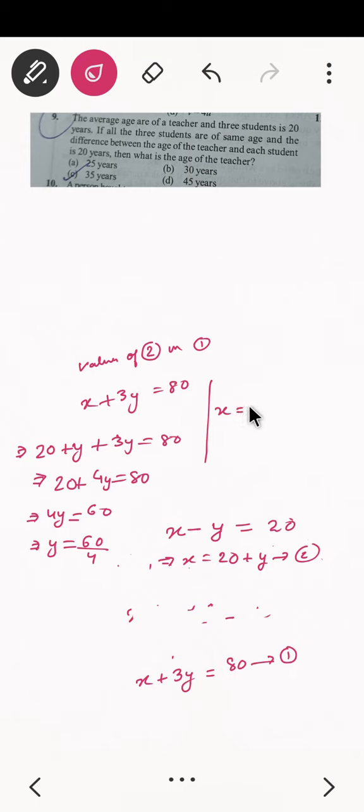The teacher's age is x, which is 20 plus y, and y is 60 by 4. So the answer is 80 plus 60, which is 140 by 4, that is 35. So the answer will be 35.